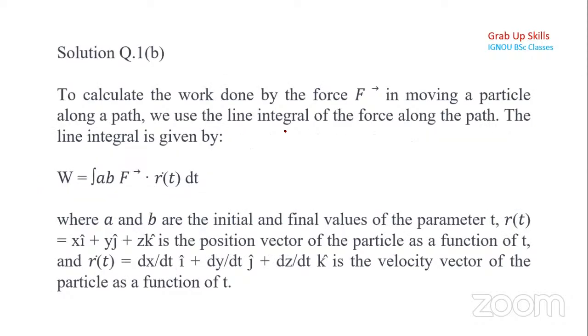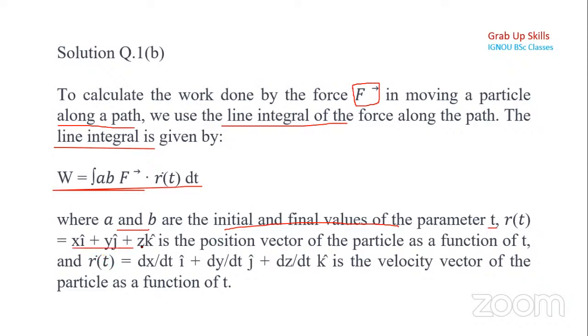In order to calculate the work done by the force F vector in moving a particle along its path, first we will use the line integral of the force along that path. The formula is W is equal to the integral from a to b of F vector dot r'(t) dt. What are a and b here? They are the initial and final values of the parameter t. And what is r of t? It is the position vector.